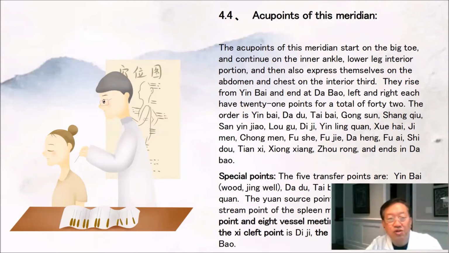Special points. The 5 transfer points are Yin Bai, which is the wood and jing well point, Da Du, Tai Bai, Shang Qiu, Yin Ling Chuan. The yuan source point is Tai Bai, which is also the shu stream point of the spleen meridian. The collateral points and 8 vessel meeting point is Gong Sun. The xi cleft point is Di Ji. The great collateral is Da Bao.